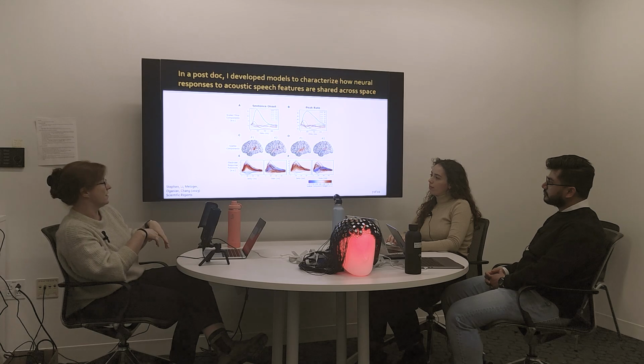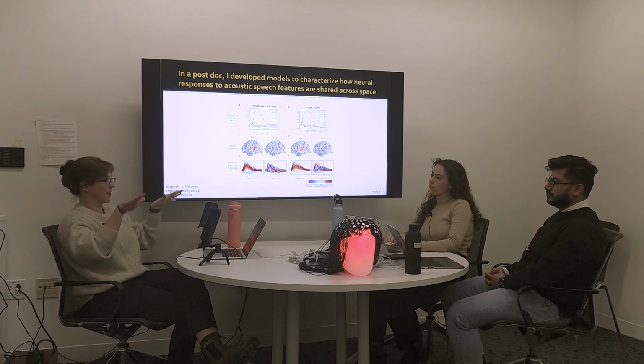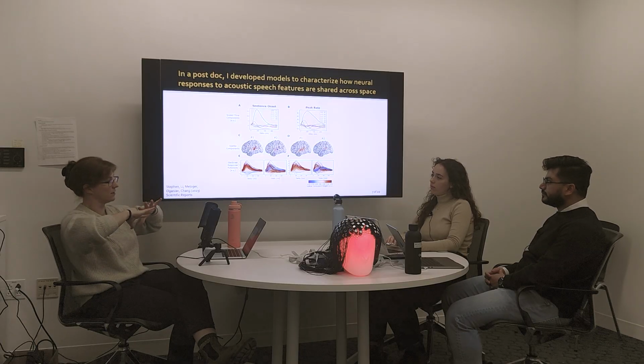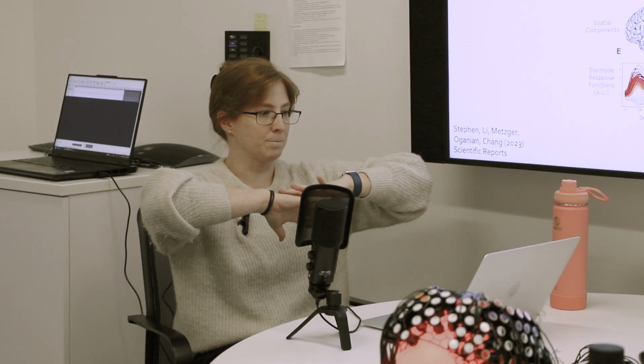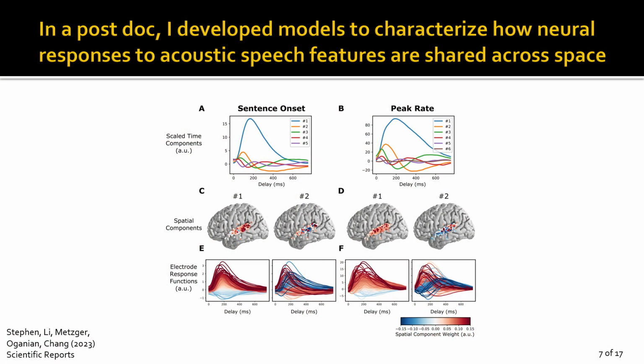the idea was that these responses look very similar across electrodes, and we can even think of them as being shared across electrodes. So the response to a sentence onset event is almost like a distributed neural response that has a much larger spatial scale than the response to an individual feature like a fricative or a vowel. And it was true both for sentence onsets and for peak rates, these word or syllable level events.